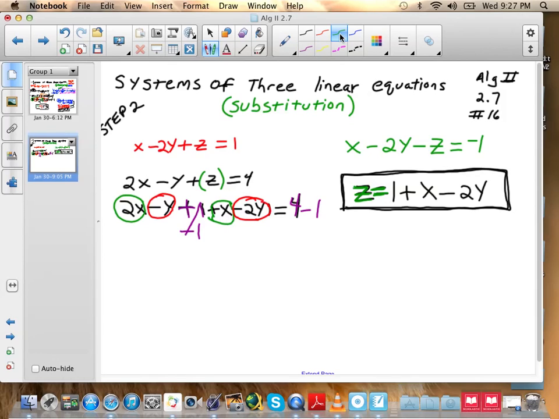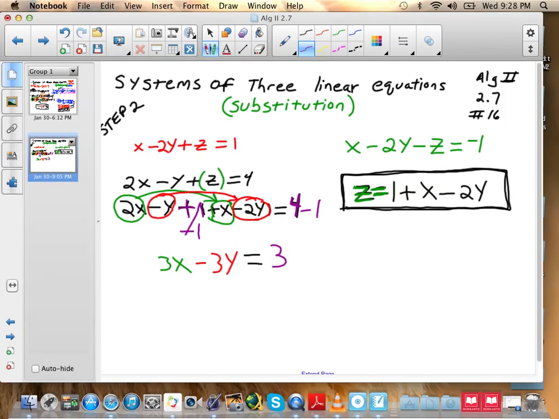I'm going to take my x terms. 2x plus x is 3x, because I can combine these like terms. And then I'm going to take my negative y, and I have negative 2y. So negative 1y plus negative 2y gives me a negative 3y. And then I'm going to set that equal to 4 minus 1, which is 3. Right? 4 minus 1 is 3.